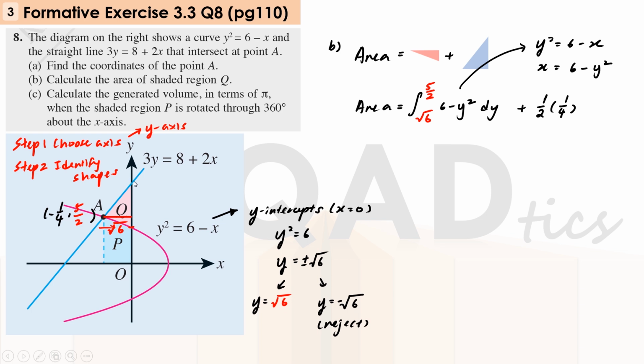This one is actually the y-intercept of this line. So let's rearrange this equation a bit and find the y-intercept. So it's 8/3, right? So to find the length, it's just 8/3 minus 5/2. So this is the working to find the area.